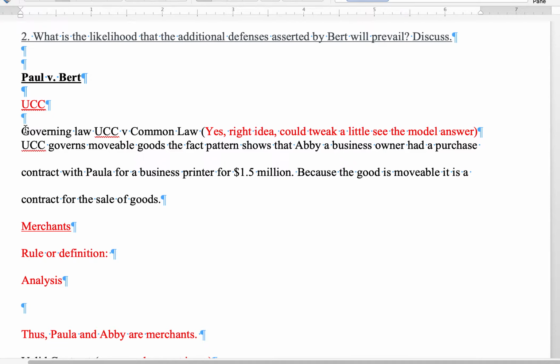She wrote UCC, governing law, UCC, common law, UCC governs movable goods. The fact pattern shows that Abby, a business owner, had a purchase contract with Paula for a business for 1 million because the good is movable and the contract is for a sale of goods. Very good. Now she did not put in there that they're merchants.